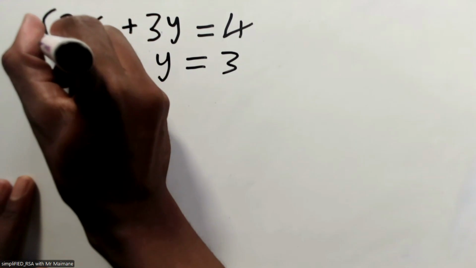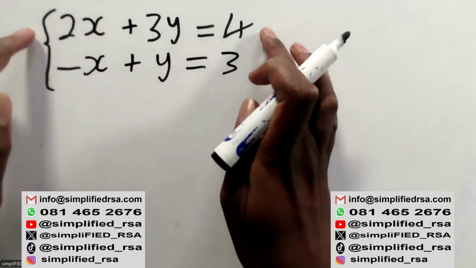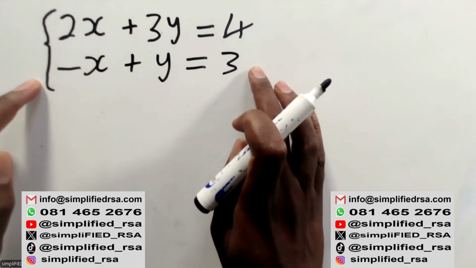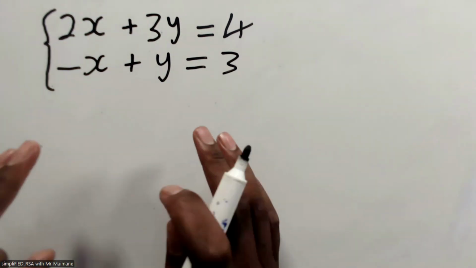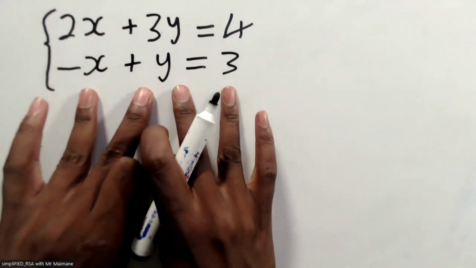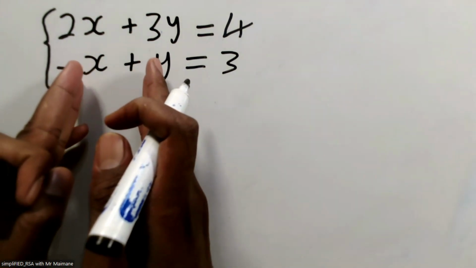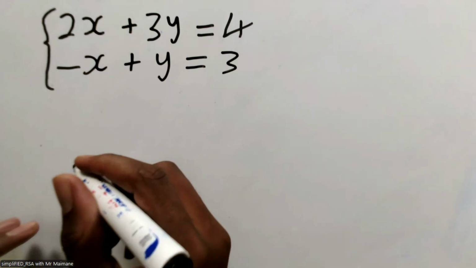So ladies and gentlemen, without wasting time, here are our two linear equations. This is equation 1, this is equation 2 again. We are required to solve this using matrices. So this is what I'm going to do. First of all, I'm going to write this in matrix form. I'm going to extract the coefficients only and put them in a box the way we normally do. So this is how it's going to look.